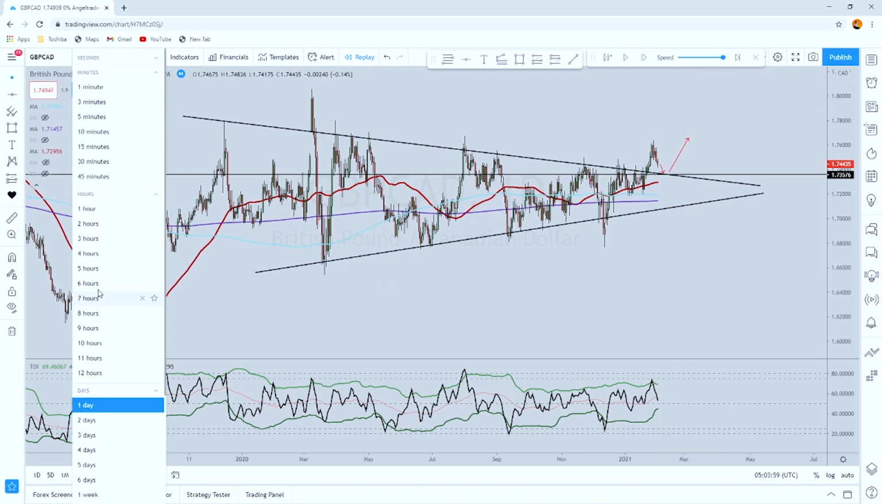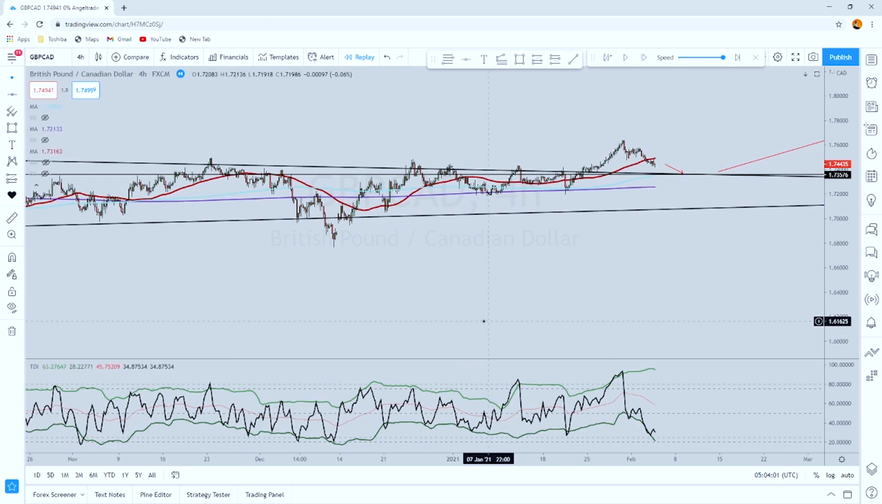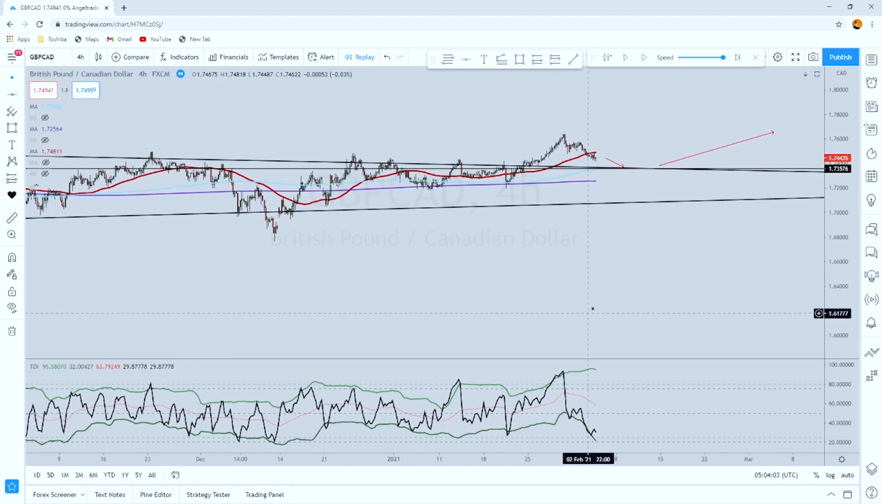Now let's go to the 4-hour time frame here. Since this is happening, this is what we want to see. So we have our 800 moving average, our 200 moving average, which is this blue line, and then we have obviously the trend line retracement from that daily coming up.